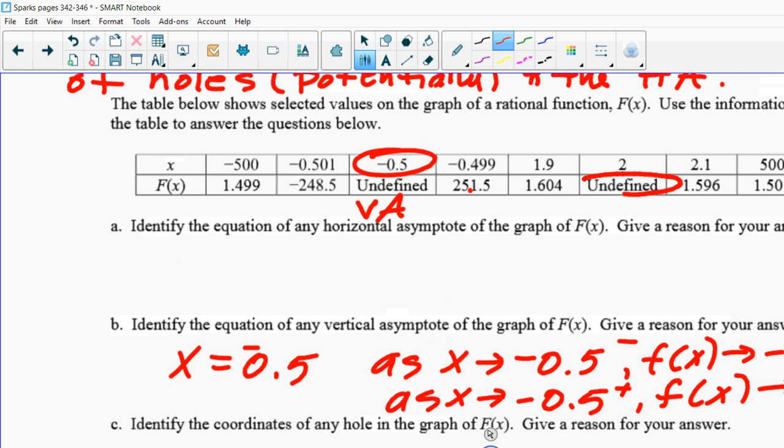I want to go back to this one. Let's talk about what happens when x is 2.